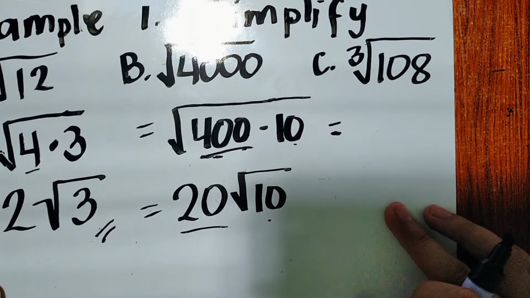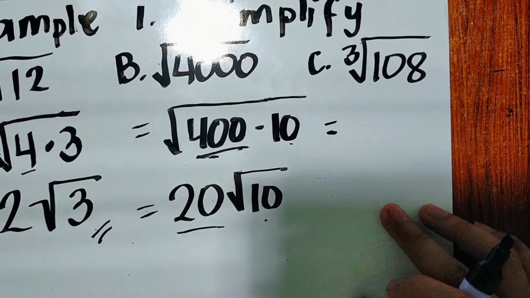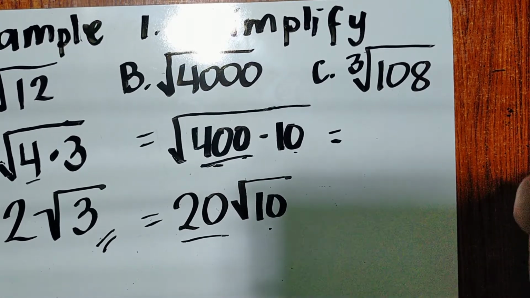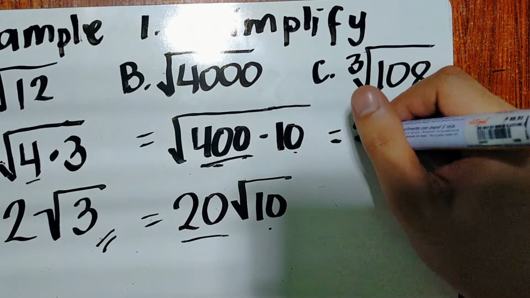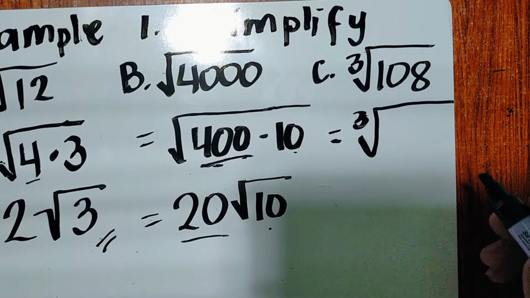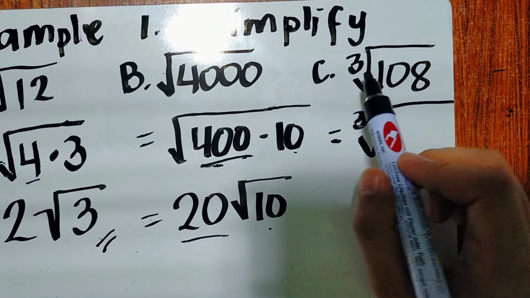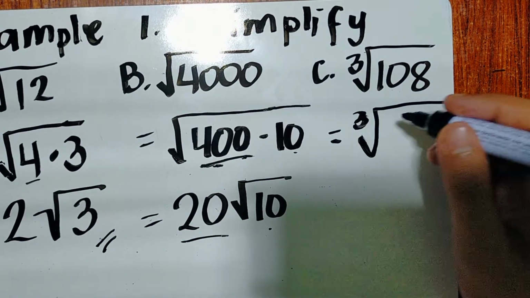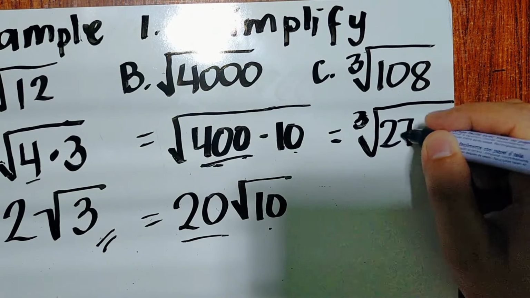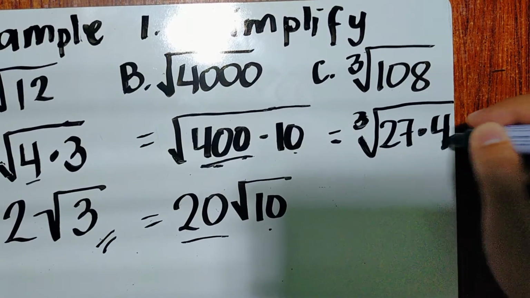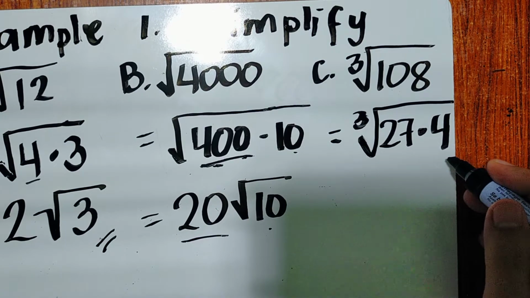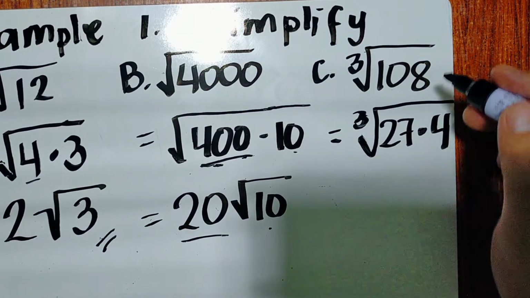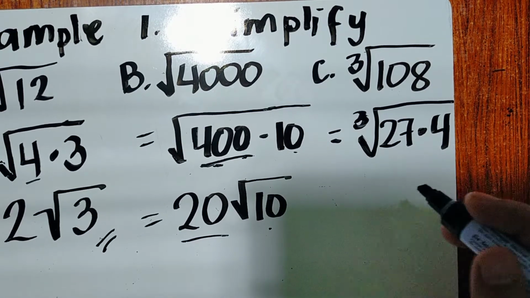Next example is cube root of 108. So, again, hahanap tayo ng factor ng 108 na may perfect cube. Bakit cube? Kasi ang index na natin ngayon ay 3. Okay? So, the factors are 27 and 4. Because 27 times 4 is 108. And 27 is a perfect cube.